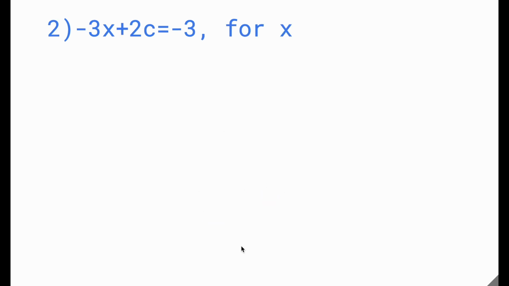Okay, for our second problem, we're going to look at something that might look a little bit more complicated just because there's some more things going on in this equation, but really we would solve it just as we would any other equation. We can start by rewriting the equation. So we have negative 3x plus 2c equals negative 3. This is atrocious handwriting, sorry guys. Okay, we can begin by isolating our term with x. That's a good place to start, and then we can go from there.